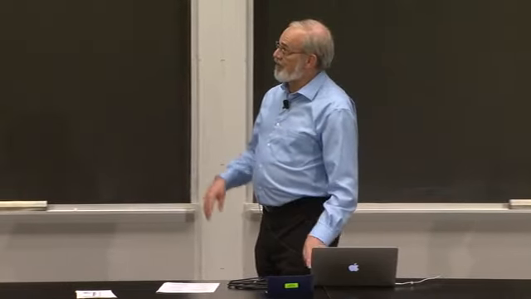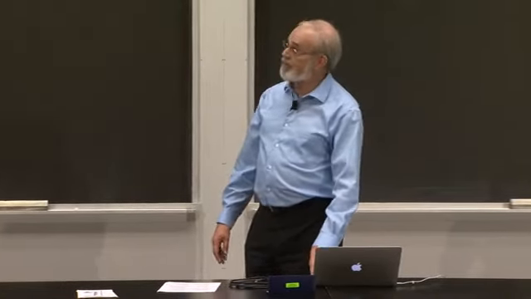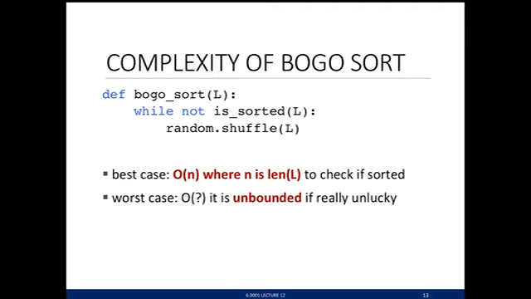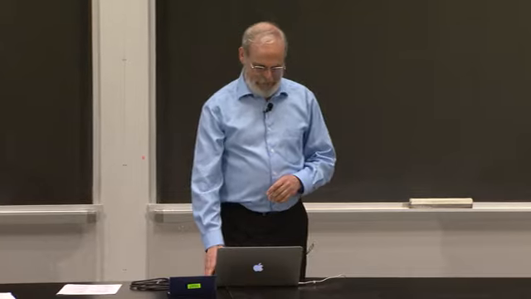Oh, sorry, I should say, what's the complexity? There's a nice, crisp definition of BOGO sort. Its best case is order n, because I just need to check it's sorted. Its average case is n factorial, and its worst case, if I'm just doing it randomly, is God knows, because I could be doing it here forever. So we're going to move on.